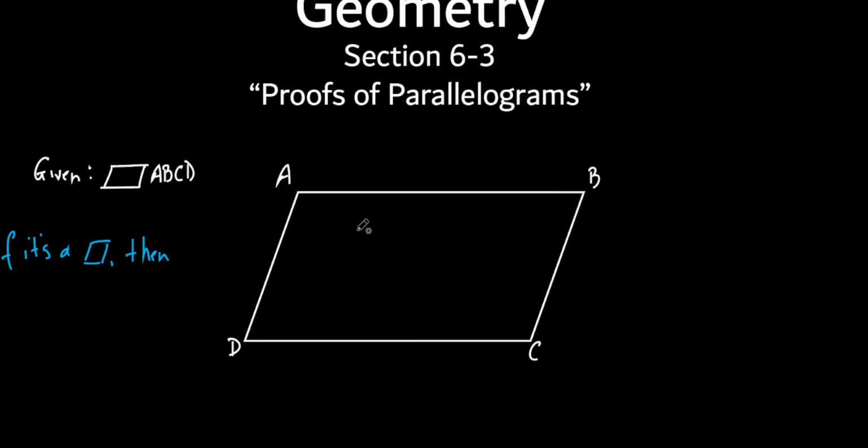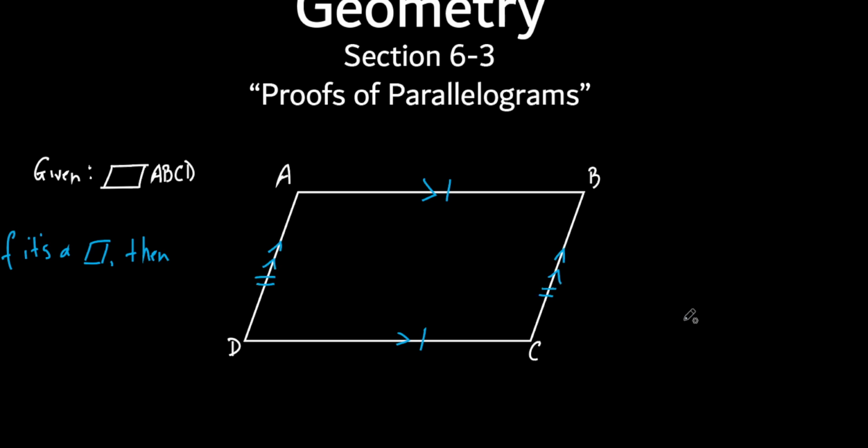So if we already know that it's a parallelogram, what do I know about some of the sides? What do I know about this side and this side? They're parallel to each other, right? And what about these two sides? They're also parallel to each other. If they tell us it's a parallelogram, agreed? And that's just by the definition of a parallelogram. Then we had a theorem that said the opposite sides are congruent to each other, right? So these two sides are equal and these two sides are equal.